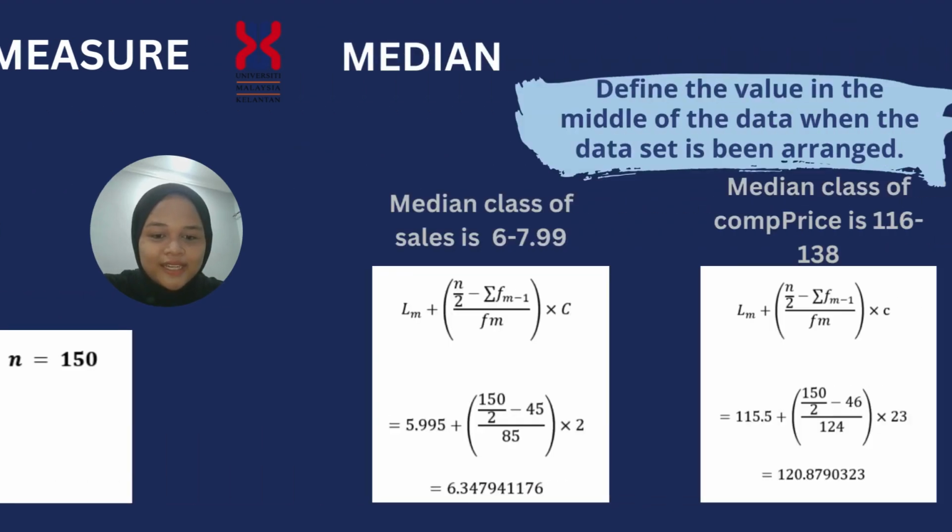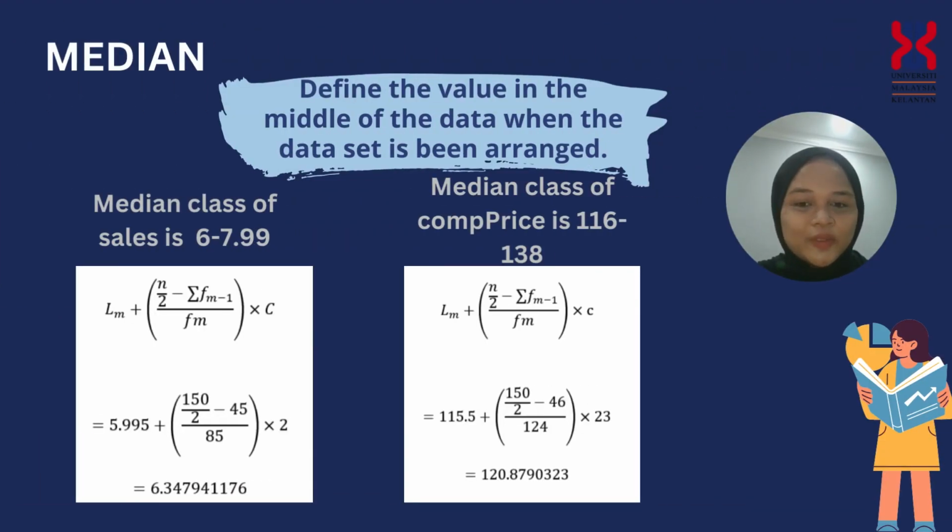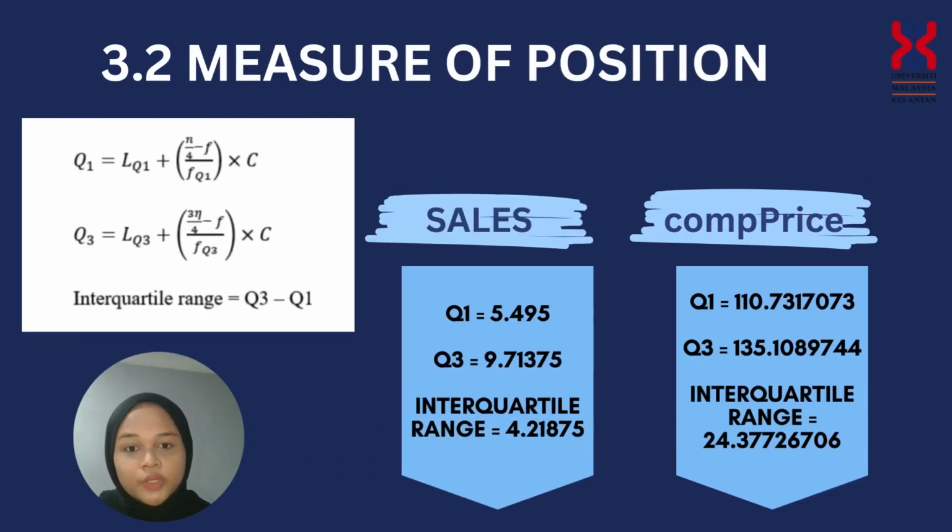123.166667. Second is the median. Median is the value in the middle of the data when the data set is arranged. The median class of sales is 6 to 7.99 and the median of sales is 6.3479. For comprice, the median class is 116 to 138 and the median of comprice is 120.8790323. Then 3.2 is measures of position.